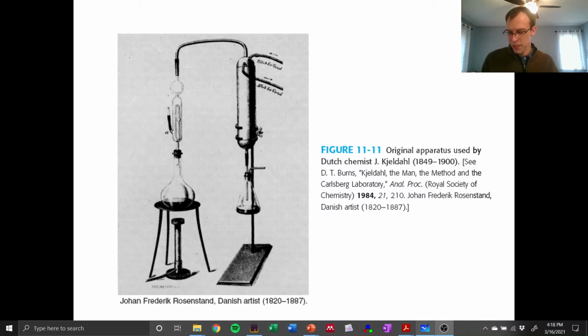Okay, so before we talk about the sad story, I just wanted to quickly show some of the pictures that are in your textbook of how this analysis is done. This is a drawing of the original apparatus that was used by the Dutch chemist Kjeldahl to do his analysis. All right, so we have our distillation happening into our HCl over here. And so that's interesting to see.